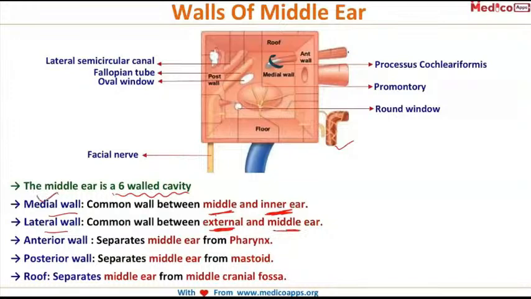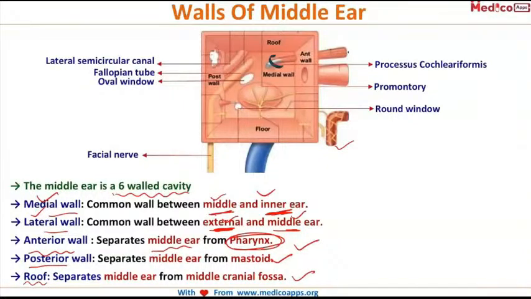So the medial wall is between the middle and inner ear, and the lateral wall is between the external and the middle ear. The anterior wall separates the middle ear from the pharynx, and the posterior wall separates it from the mastoid. And finally, the roof separates the middle ear from the middle cranial fossa.